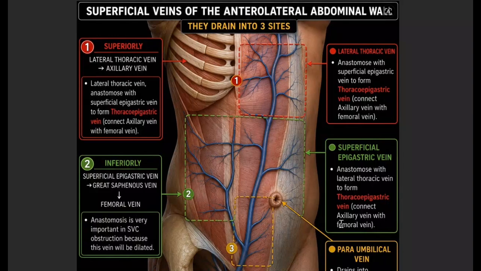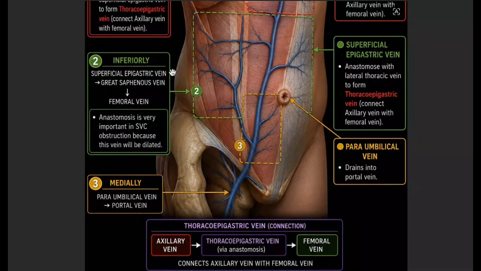Now let's move to the third vein, that is the paraumbilical veins. So now we have studied the drainage from the superior and the inferior part, but from the medial part they are going to drain via the paraumbilical veins, and these paraumbilical veins are actually going to drain into the portal vein. So let's have an overview of all these superficial veins of the anterolateral abdominal wall.